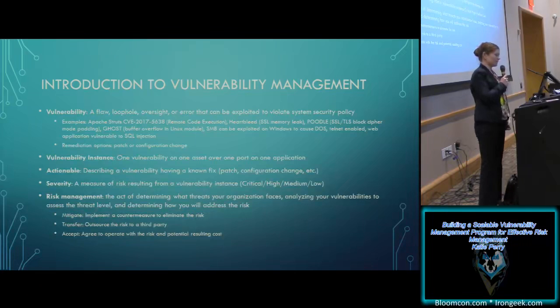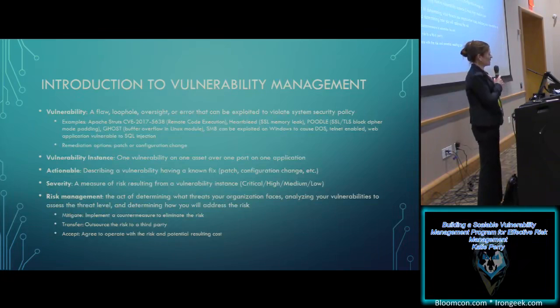Heartbleed is an example of an SSL memory leak vulnerability. Poodle is SSL and TLS block cipher mode padding. Ghost is a buffer overflow in a Linux module. There is a certain version of Windows where you can exploit SMB to cause a denial of service attack. Telnet being enabled, that's an example of a vulnerability too, because Telnet transmits in plain text. And a web application being vulnerable to a SQL injection attack, that's also an example. So we can see, you can find vulnerabilities on the application level, the operating system level, or even the firmware level. So when we're talking about vulnerabilities, we're talking about all of these things.